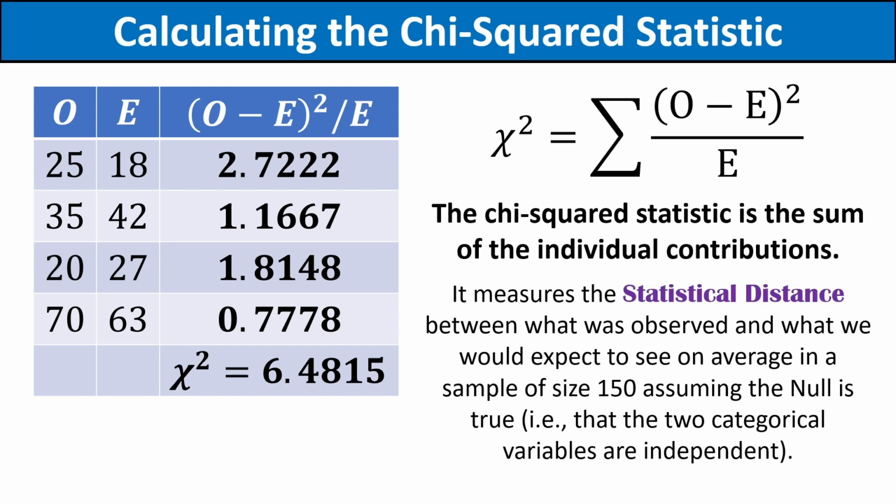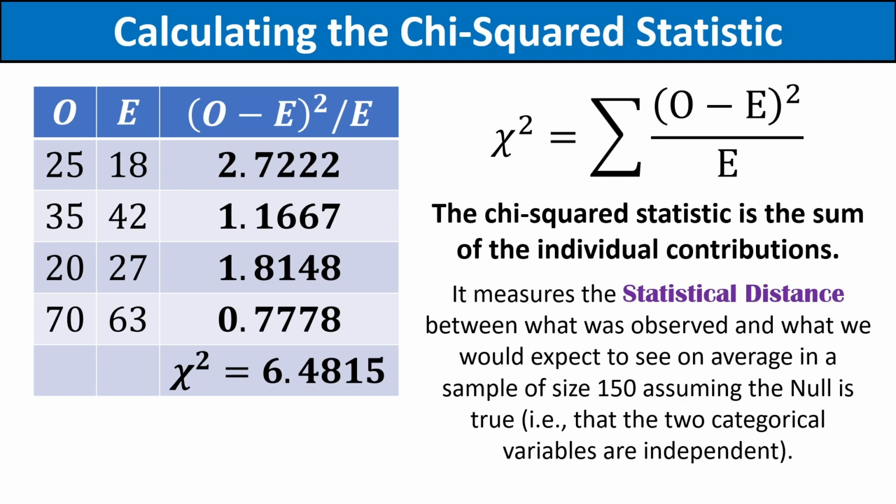So now here is an important statement. This is a statement that conveys the whole concept of the chi-squared test. And this concept holds for all three tests. Here I'm talking about this one in particular, but the same idea applies. So the chi-squared statistic is the sum of these individual contributions. It measures the statistical distance between what was observed and what we would expect to see on average in a sample of size 150, assuming the null is true. In this case, i.e. that the two categorical variables are independent.